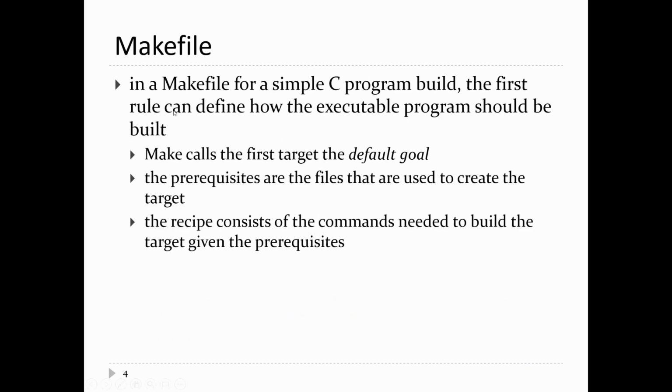All right, so what does this look like? In a makefile for a simple C program like the one we just created, the very first rule in your makefile can define how to build the final executable program that you want to build. Make calls the first target the default goal. In other words, that's the thing it's going to try to build if you don't tell it to do something else. The prerequisites are just the dependencies: what does the target depend on? The recipe is just the commands needed to build the target, given that the prerequisites have already been built.